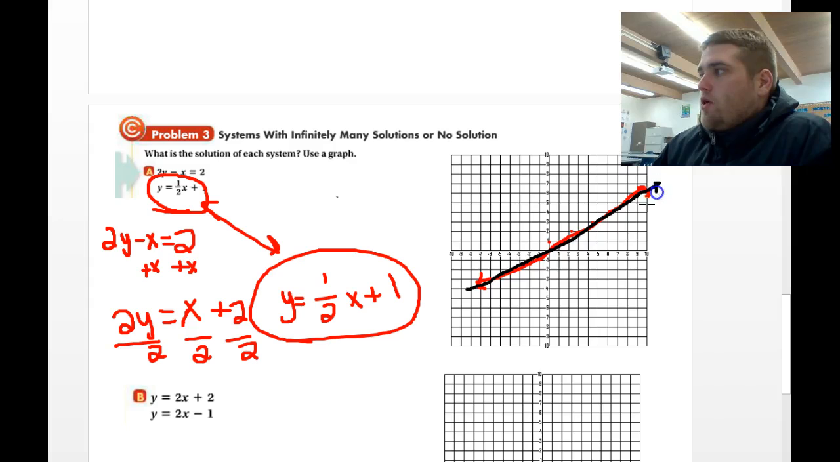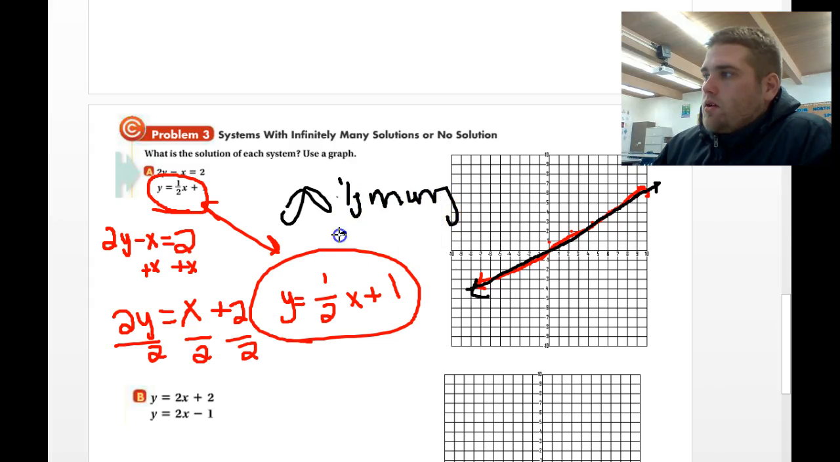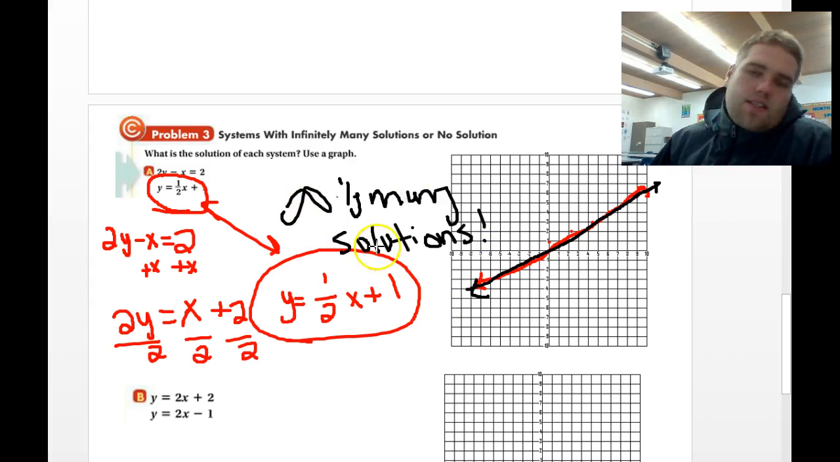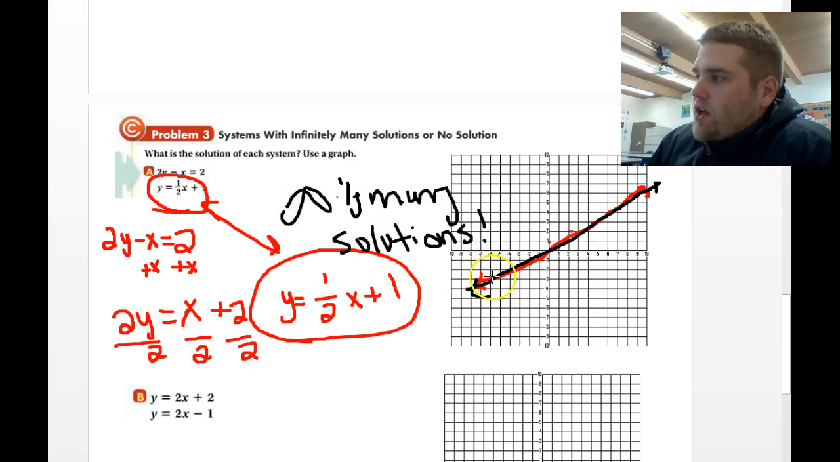It's going to be the exact same, which means it has infinitely many solutions. Uh-oh, the mouse is doing the thing where I've been on here for too long and it's getting tired. Okay? So, infinitely many solutions. That's the infinity sign, okay? Because, guys, every single point on these two lines is touching, which means they are always going to be the exact same. Okay? I want you guys to try B.